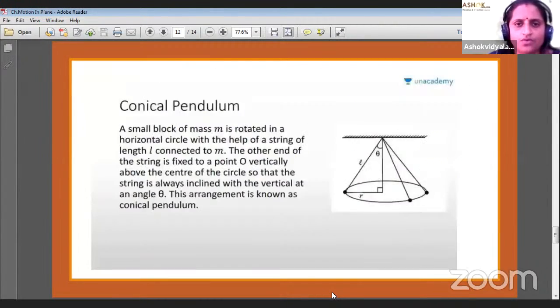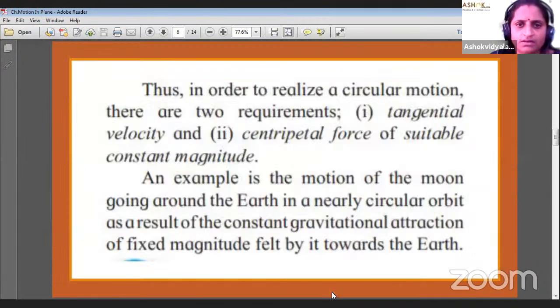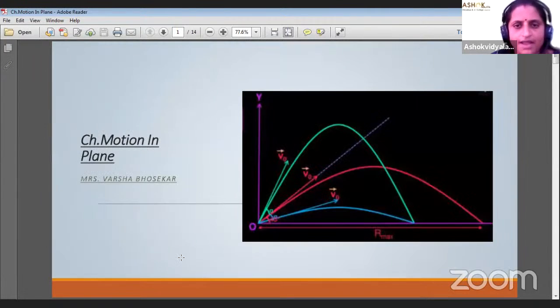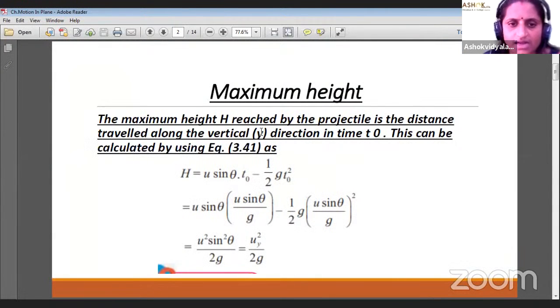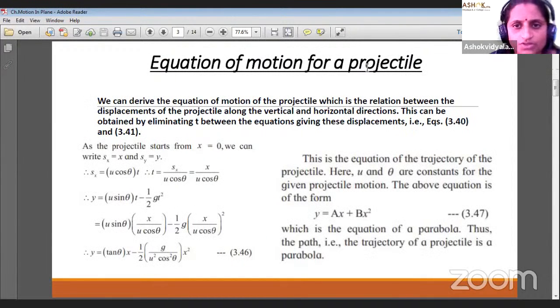Now, in this way, we explain this chapter. First of all, maximum height. What is the definition of maximum height? Then this equation, h is equal to u square sin square θ upon 2g. Then we see the equation of motion of a projectile, which is in the form of a parabola, y is equal to ax plus bx square, which is the equation of a parabola. And this equation is y is equal to tan θ into x minus g upon 2u square cos square θ into x square. This is the equation of trajectory of a projectile.